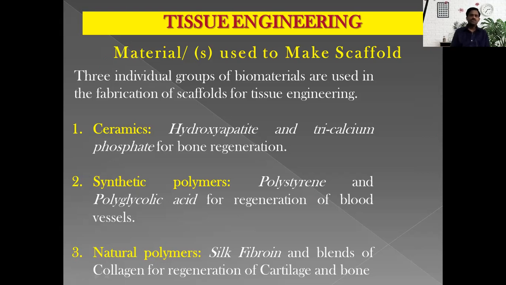Now, the third one is natural polymers. The best examples of natural polymers are silk protein, called silk fibroin, and blends of collagen. These two proteins are used to make scaffolds for the regeneration of cartilage and bone.